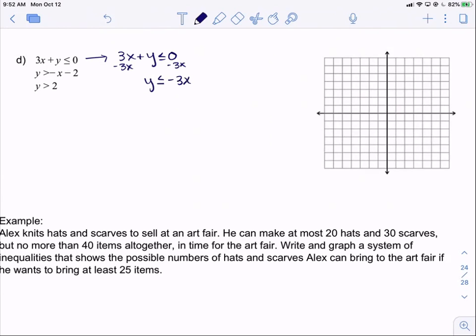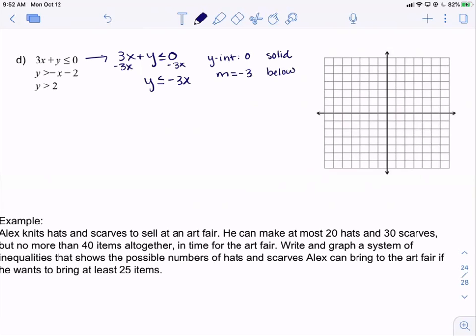So for that line, what would our y-intercept be? 0. What about our slope? Negative 3. Are we going to have a solid or a dashed line? Solid, because there's a solid line underneath the inequality. And for less than, are we going to shade above or below? Below.